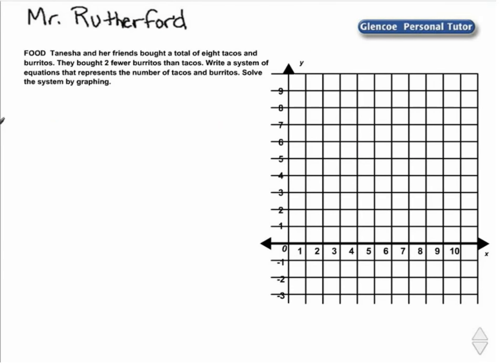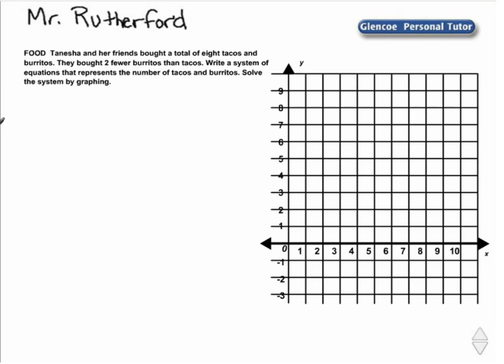Hi, this is Mr. Rutherford. In this problem, we were looking at a real-world example. Food. Tanisha and her friends bought a total of 8 tacos and burritos. They bought 2 fewer burritos than tacos. Write a system of equations that represents the number of tacos and burritos. Solve the system by graphing.